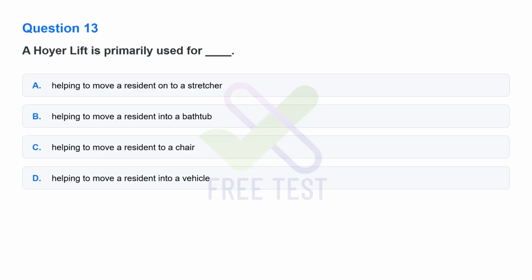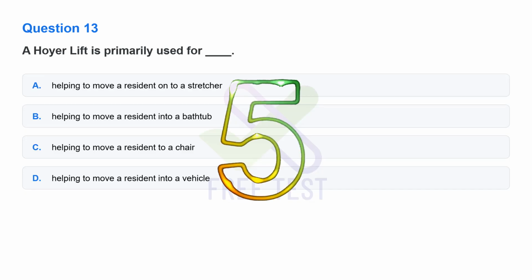A Hoyer lift is primarily used for which of these? A. Helping to move a resident onto a stretcher. B. Helping to move a resident into a bathtub. C. Helping to move a resident to a chair. D. Helping to move a resident into a vehicle.